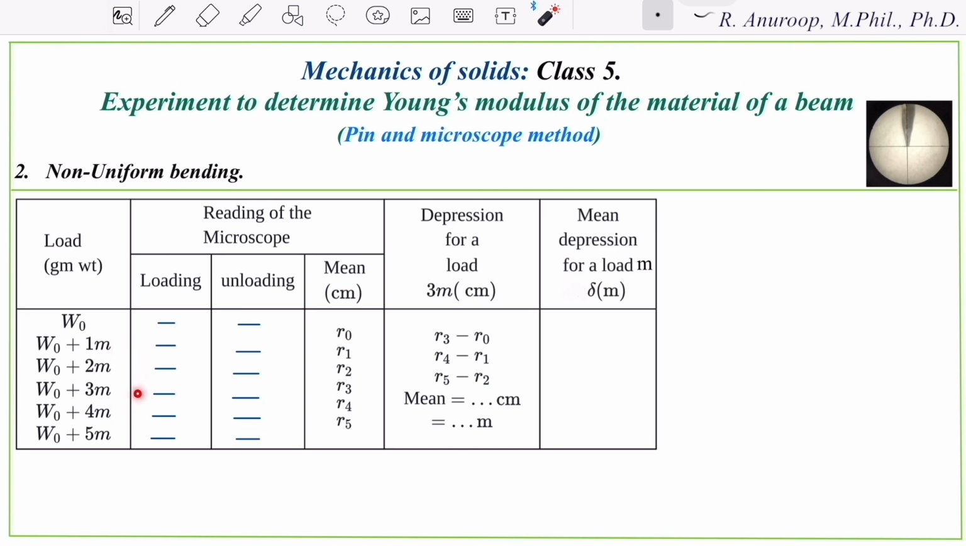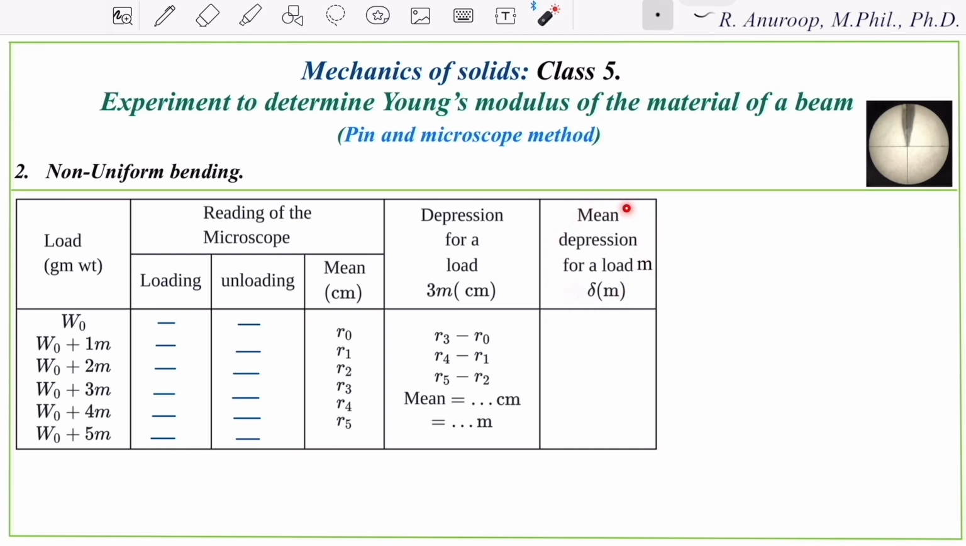Similarly, R4 minus R1 will also correspond to a depression for a load 3M. Similarly, R5 minus R2 will also correspond to a depression for a load 3M. Thus, we have three readings corresponding to the depression for a load 3M. Now, let us take the average. And this average value gives the depression for a load 3M.